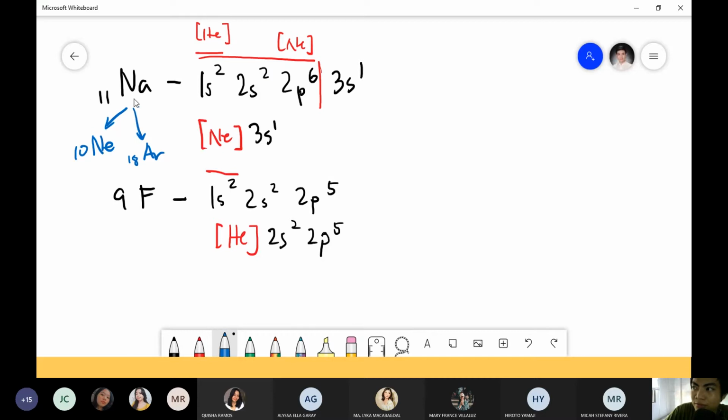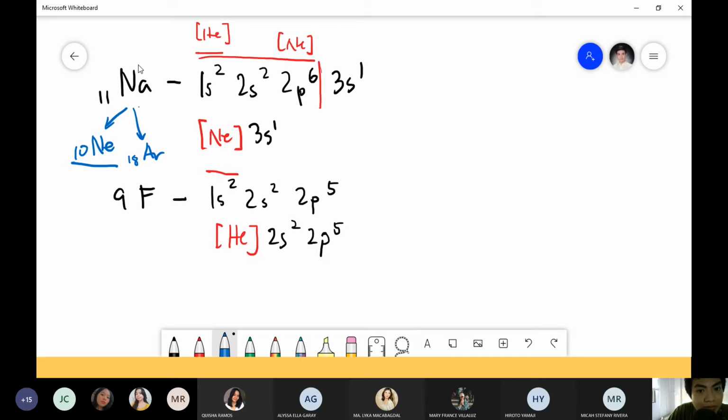Okay? So, if sodium wants to copy neon, all it needs to do is to remove this extra electron. If sodium wants to copy argon, then it needs to gain 7 more electrons, okay, so that it will have 18 electrons as well. So, which is easier to do? Is it to lose 1 electron or to gain 7 electrons? Okay, so obviously, losing 1 electron is easier, di ba? Okay, that's easier for sodium than to gain 7 electrons, okay?